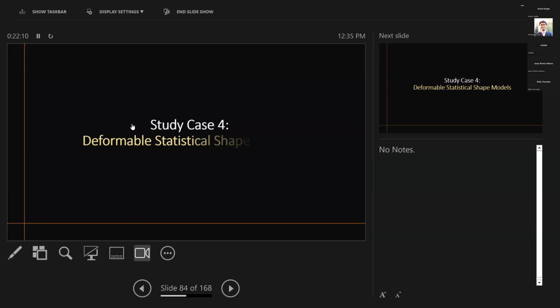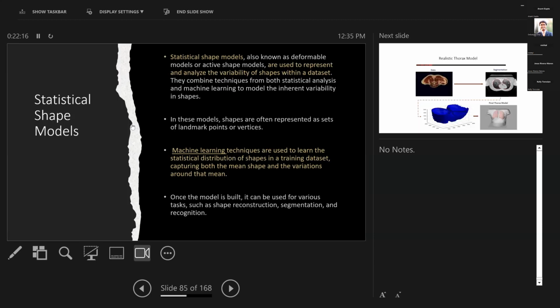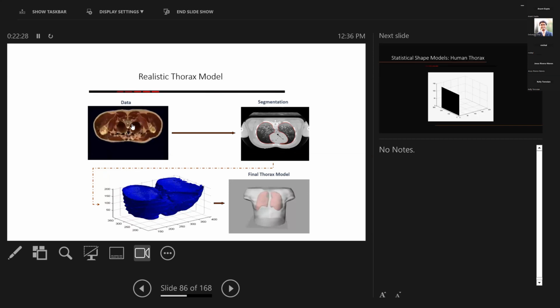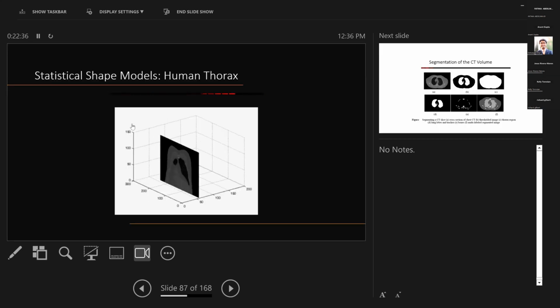Now, you can also use machine learning or AI creating deformable shape models of the human organs. So statistical shape models are used to represent and analyze variability of shapes. So machine learning can be used to learn the distribution of shapes and capture both the mean and variations around the mean. This is actually the meat slicing of the Visible Human Project. And you can actually segment out the lungs, the bones, and this is actually the sagittal cut of the volume.